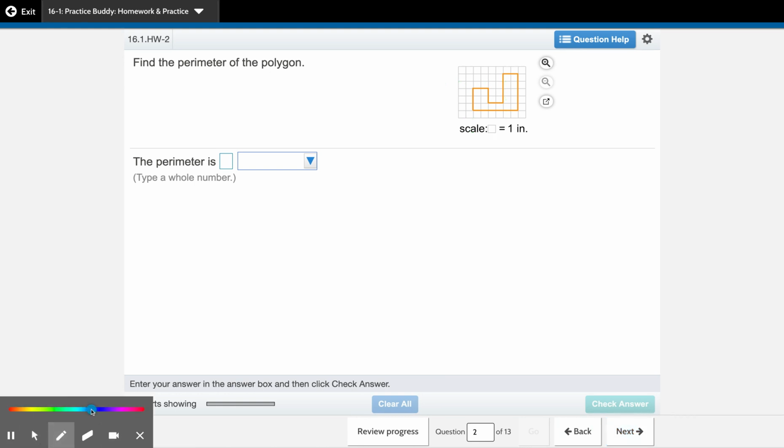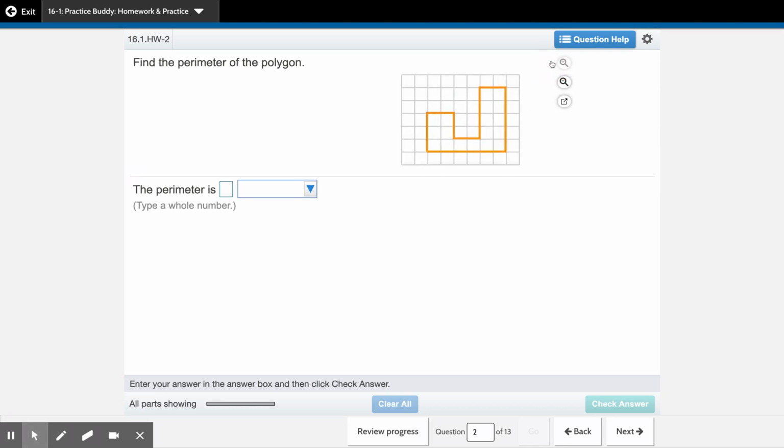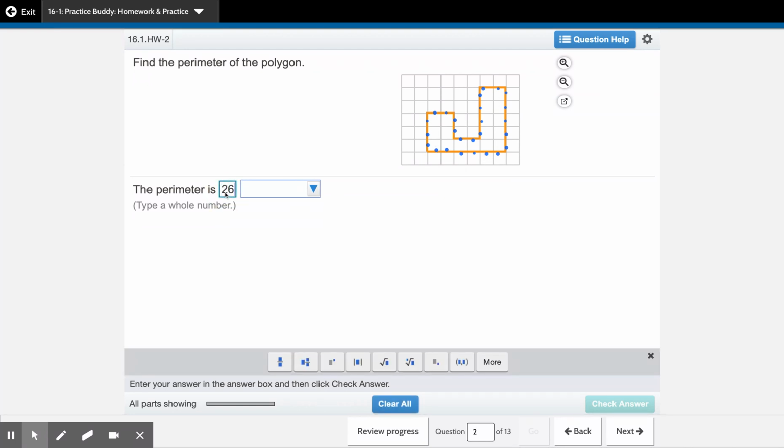Okay, let's try another one. Same idea here. I'm going to, again, make my picture a little bigger just because it makes it easier to count. And then I'm going to count 1, 2, 3, up to 26. So notice that I have every side identified. I know my answer is 26, and I'm not going to pick square inches because I'm not doing area. I'm doing perimeter, so it's going to be inches.